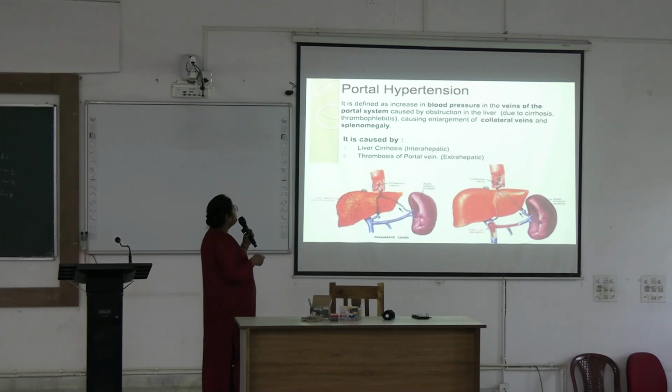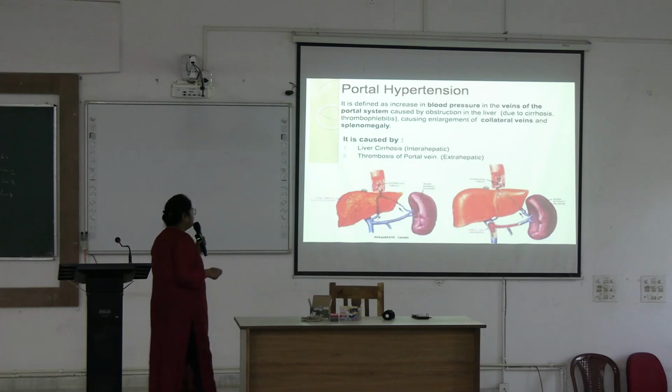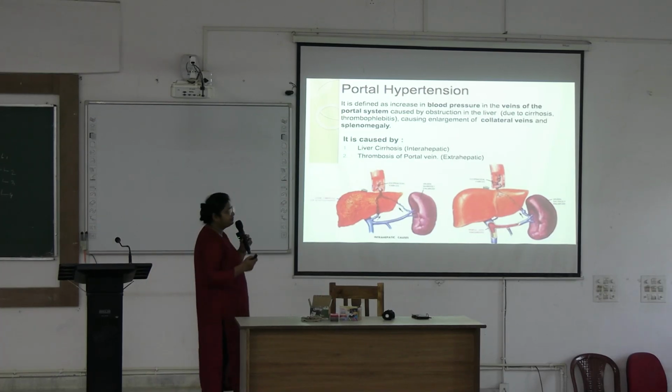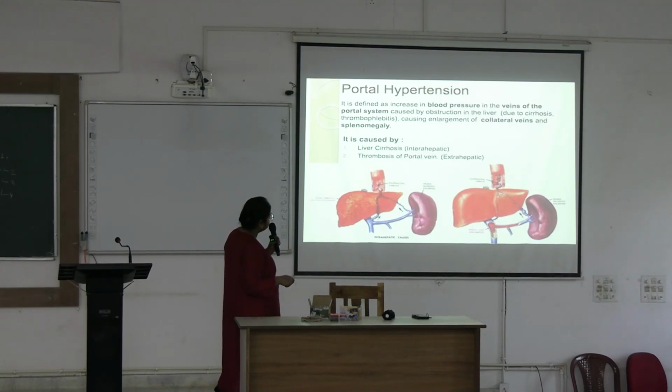Splenomegaly will be an important feature of portal hypertension. You must remember, and it is caused by liver cirrhosis. This is intrahepatic cause, and thrombosis of portal vein, that is thrombophlebitis, is extrahepatic cause of this portal hypertension. Here, intrahepatic cause is involved. Liver cirrhosis occurs. Roughening of the surface you can see. And here there is thrombophlebitis that has been shown. Okay.